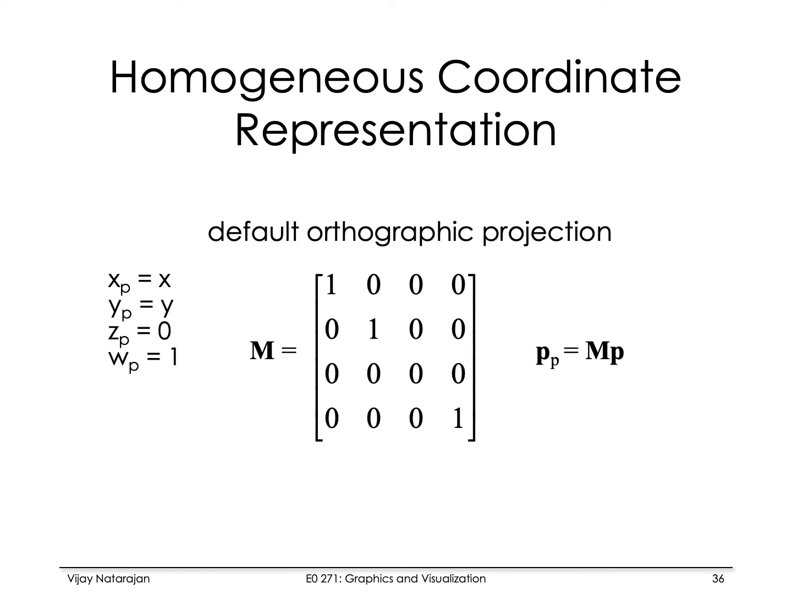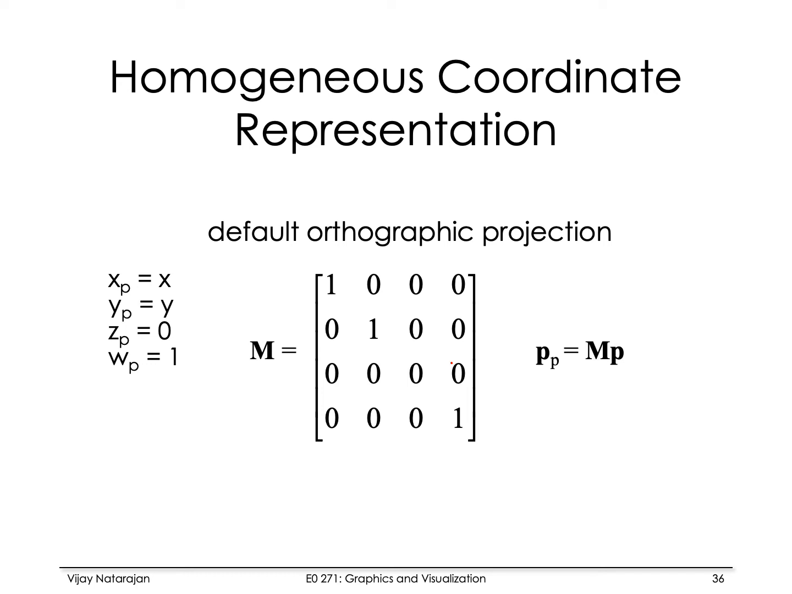So when you have homogeneous coordinates based representation, this is how your matrix looks. So M is the projection matrix. You can see how it sets z_p to 0, right? And p_p is the projected point.